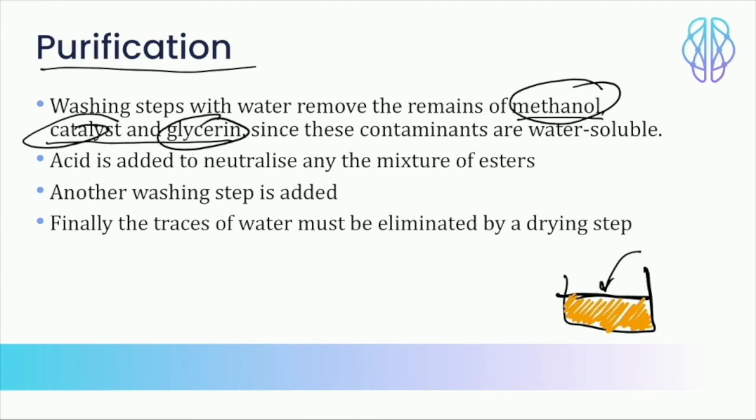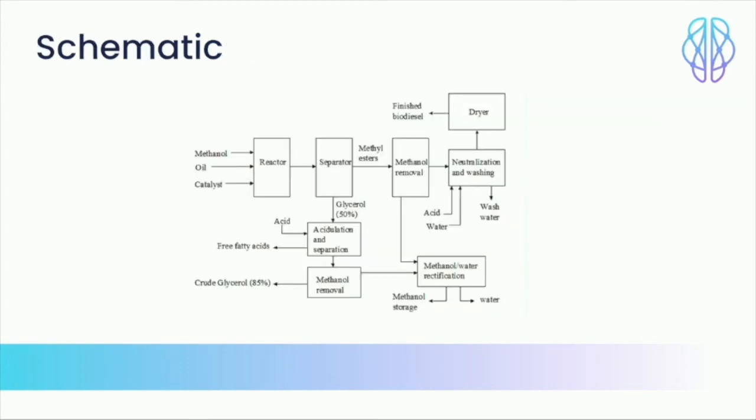Another step that we undergo is adding an acid to neutralize the base catalyst. After that, we add another washing step, so that's adding water, letting it settle, tapping it off, adding water, letting it settle, tapping it off. The last thing that we do is dry it, which gets rid of any excess water that we have. So we're hopefully left with near about 98%, sorry, 100% biodiesel. And this is just a quick schema showing you the whole process in industry.